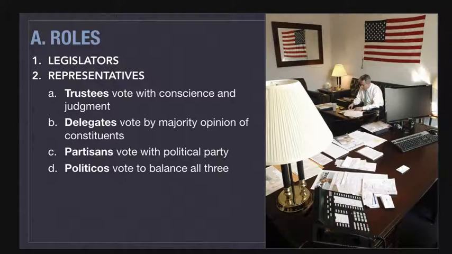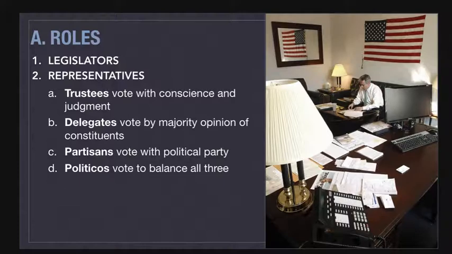The second form of representation is that of a delegate. This is where you are going to align yourself with the majority people that have elected you, and you are going to vote almost entirely with the majority opinion of those that you represent, even if it goes against your own personal beliefs and opinions. And so you are going to pay very close attention to what your voters want in that role as a delegate.